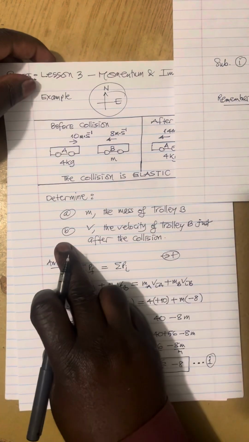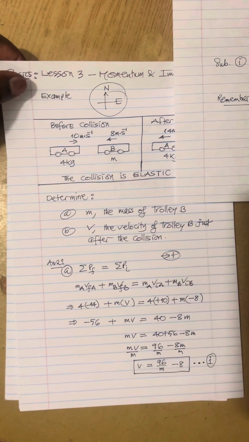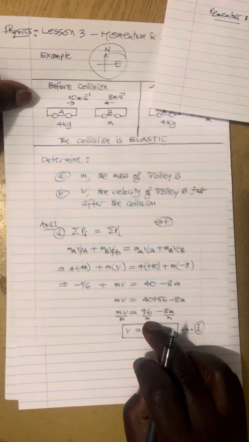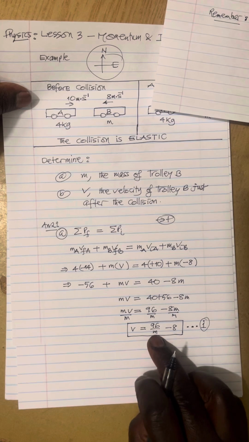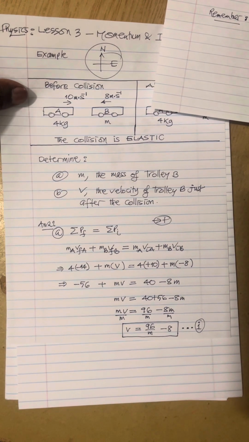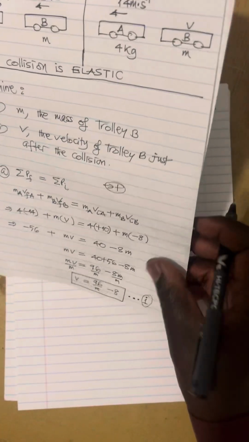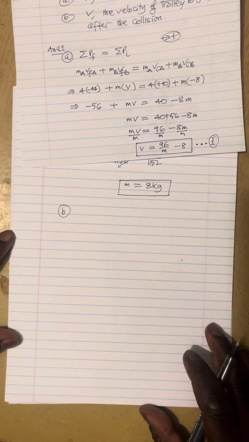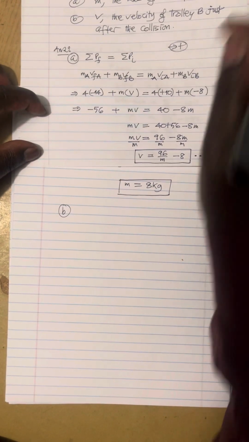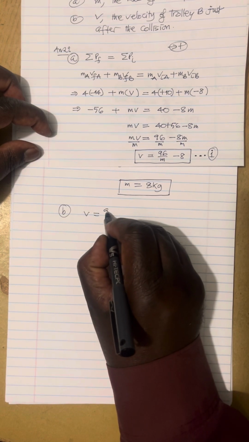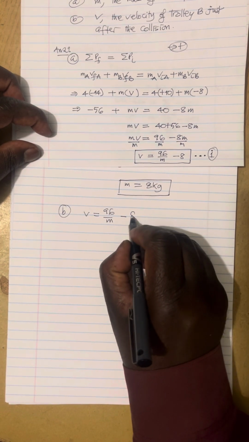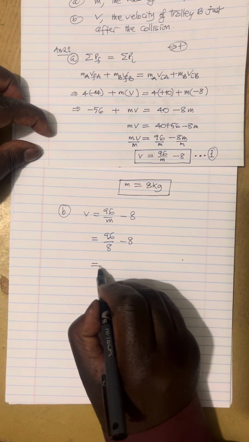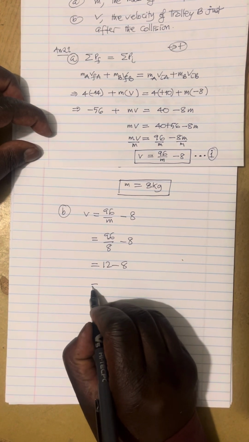So we got that. But part B requires us to find V, which is the velocity of trolley B just after collision. Now, in order to determine that, we're going to use this equation over here. V equals 96 over m minus 8. Because we now know what the value of m is, we can simply say part B says V equals 96 over m minus 8, and we know what our m is, 96 over 8 minus 8, and we know 96 over 8 is 12, minus 8, and we know 12 minus 8 is 4.